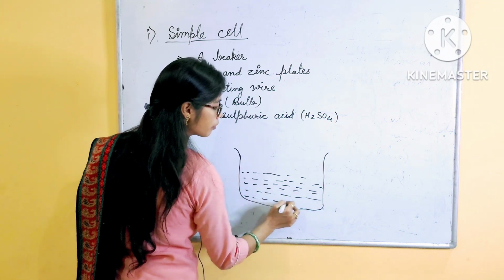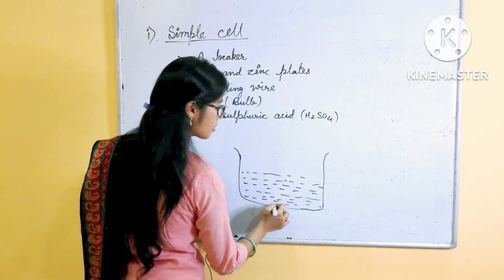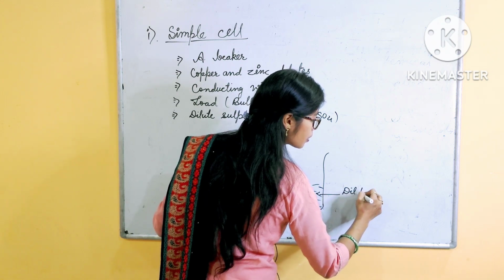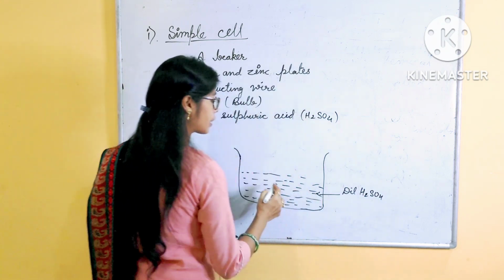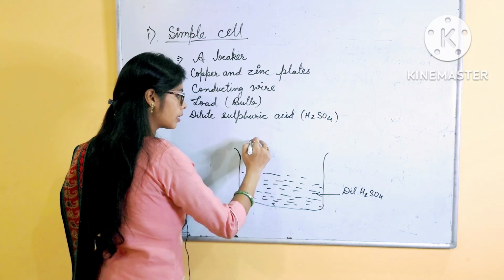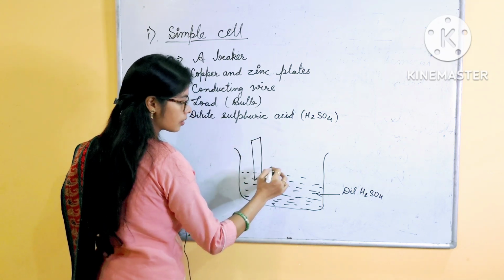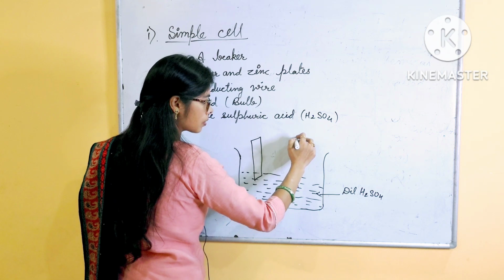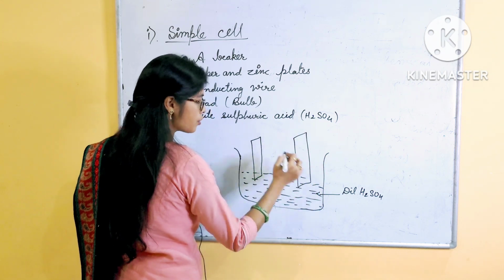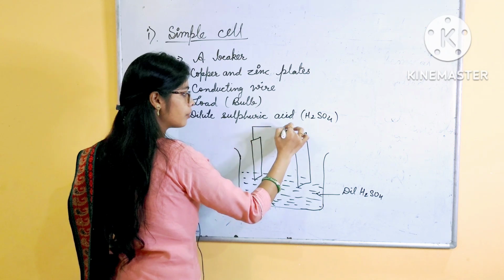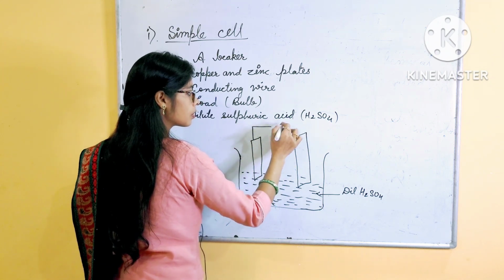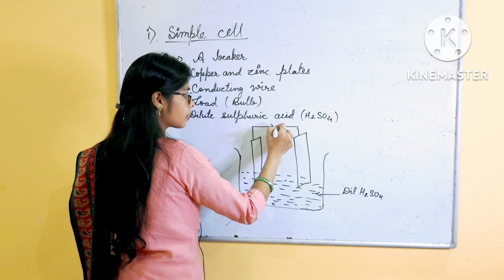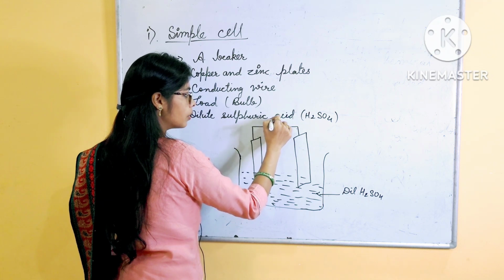which provides the medium for the flowing of electrons. So we will first fill it with dilute H2SO4, that is sulfuric acid. Then we'll introduce the two plates, copper and zinc plate, and we will connect these two with a conducting wire. In that we will place a bulb.